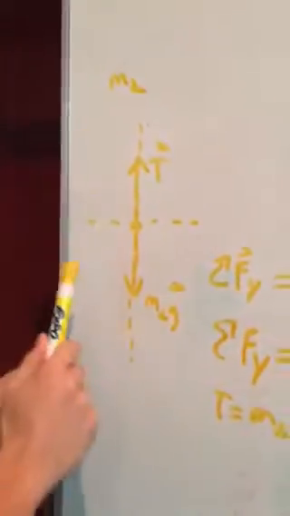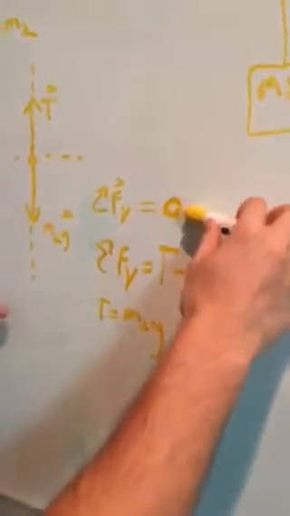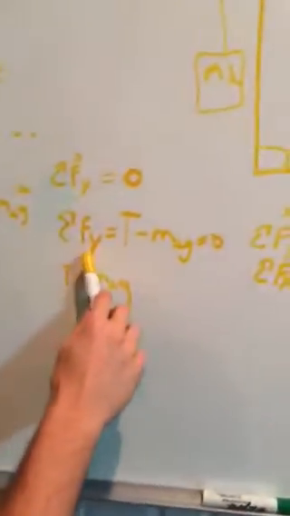Okay, so first I drew a free body diagram for mass 2, and it's the tension and the weight of mass 2. Here I know that the forces in the y direction are going to equal 0 because the mass is not moving, and we find that T equals m2g.